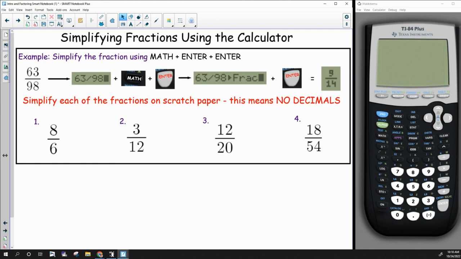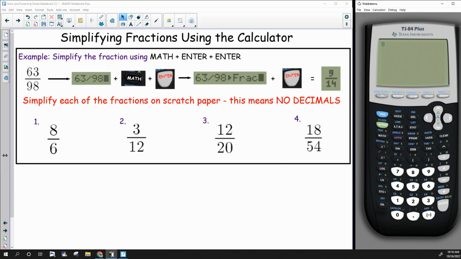So take your calculator, turn that bad boy on. Turn it on. Please turn on. There it is. Okay. Watch.